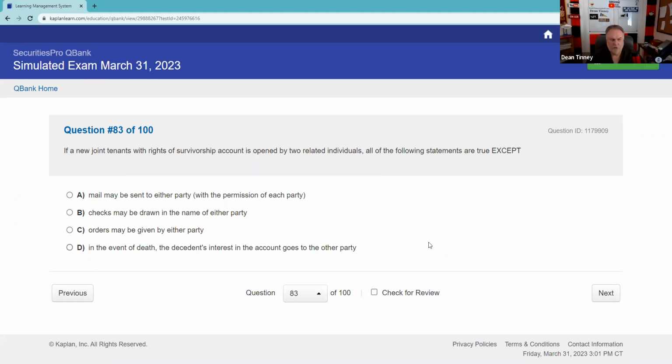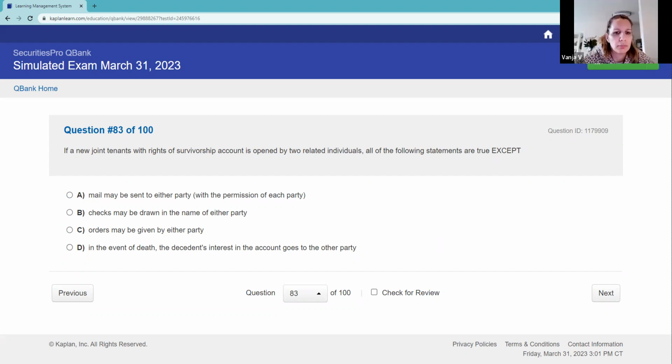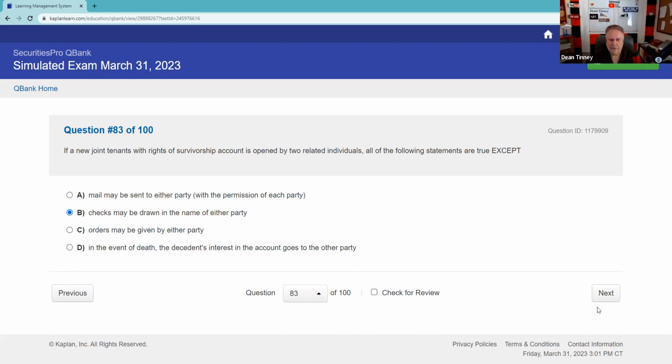If a new joint tenants with rights of survivorship account is opened by two related individuals, all the following statements are true, except. Mail may be sent to either party. Checks may be drawn in either name. That's definitely not it. They have to be written in both names. Let's see what else. Orders may be given by either party. That's true. In the event of death, the deceased's interest in the account goes to the surviving party. That's true. That's very testable. Checks are drawn to the title of the account. So wherever the account reads, that's how checks get cut.